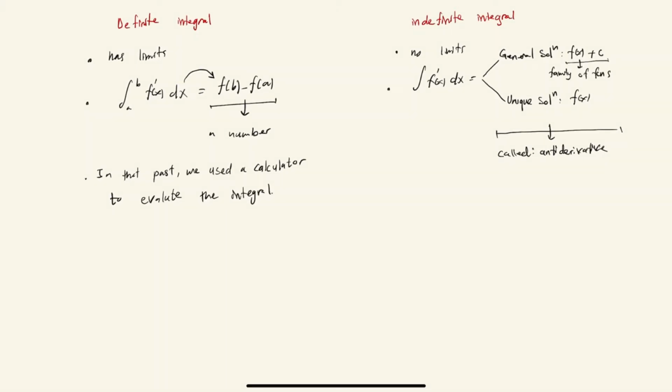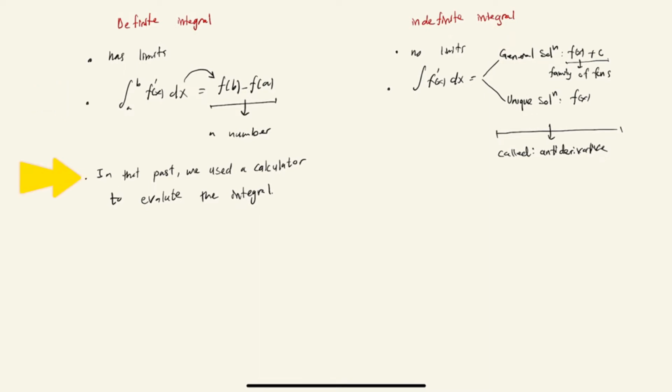Here we have a comparison between the definite integral and the indefinite integral. The definite integral has limits on the integral, and to solve it we're going to use the fundamental theorem of calculus. So the definite integral from a to b of f prime of x dx is equal to the antiderivative evaluated at a and b. That's going to be F of b minus F of a.